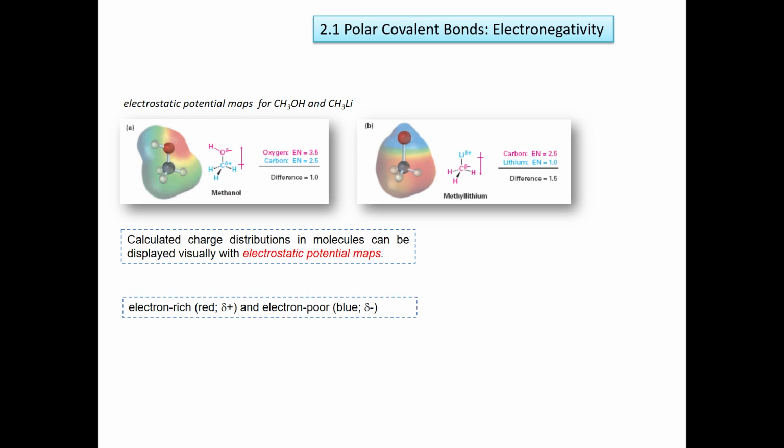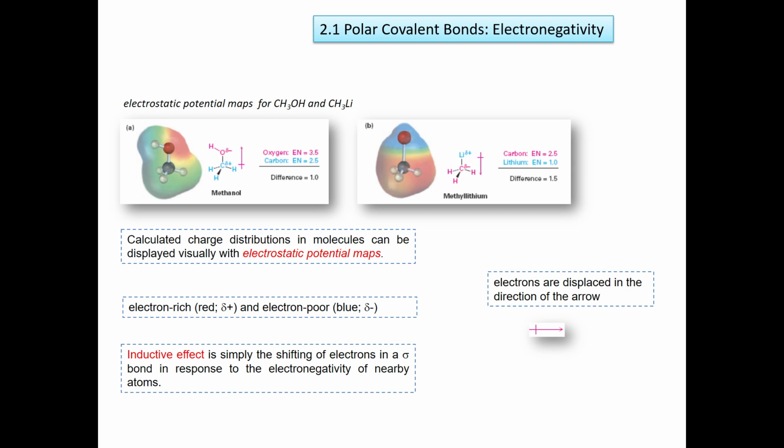Normally we represent electron-rich volumes in red and electron-poor in blue. And the electrons are displaced in the direction of the arrow of the dipole moment.